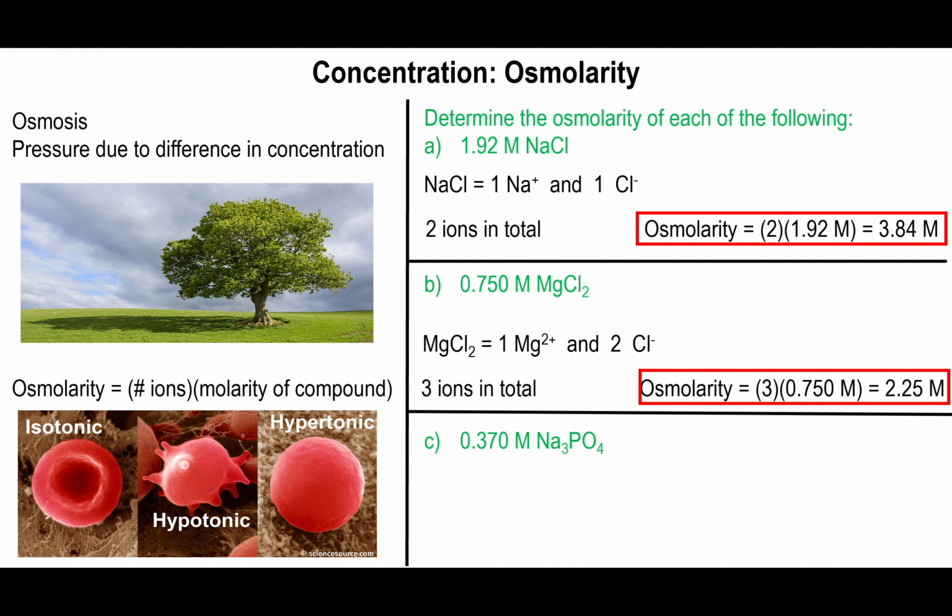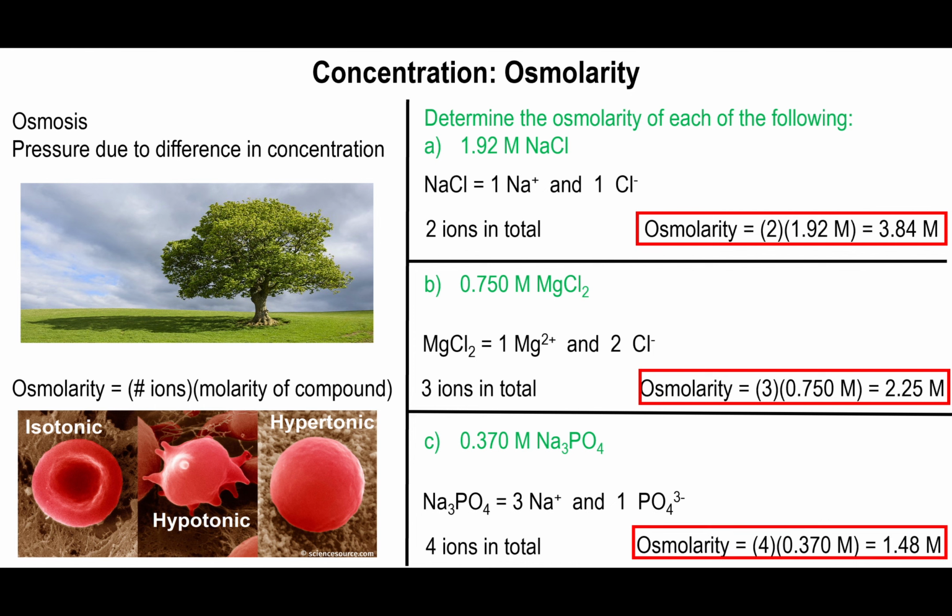And then, as a final example, you could have sodium phosphate, 0.37 molar concentration. This is composed of 3 sodium ions, and it is composed of 1 phosphate ion. And together, that means that you are dealing with 4 ions altogether, right? So the osmolarity is going to be 4 times as large as the original molarity, right? So if you multiply 4 by 0.37, that will give you 1.48 molarity concentration.